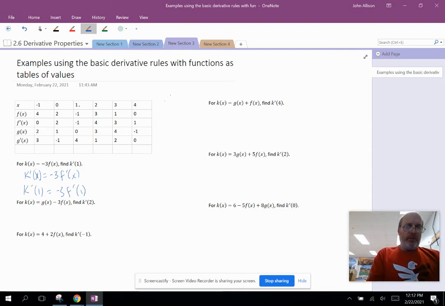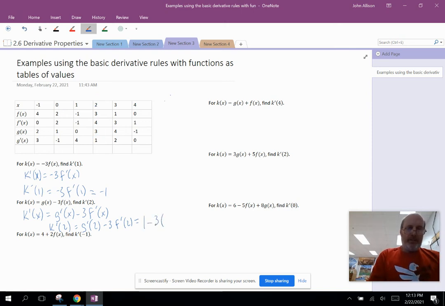F prime of 1, we go to the table where x is 1, and f prime of 1 is negative 1. And this is how we do this. So here we've got k prime of x using those derivative rules we just proved a little while ago: g prime of x minus 3 times f prime of x, taking these term by term. So if we have k prime of 2, that's equal to g prime of 2 minus 3 times f prime of 2. And g prime of 2, we're going to look at where x is 2, and g prime of 2 is going to be 1.